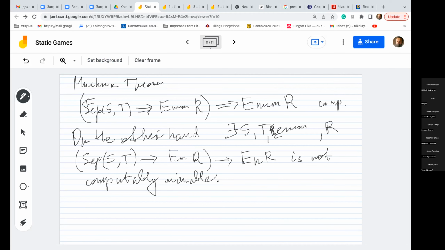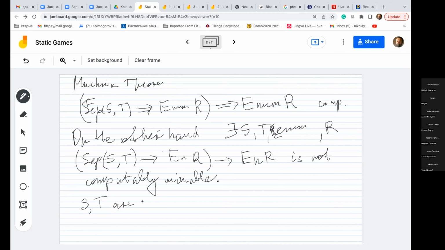Because to win this game means to enumerate R, assuming that the opponent wins this one. But looking at the opponent's moves when he wins this one, we are able to extract some useful information only in the case that we ourselves can win this one. So you want to say that this is trivial, because let's consider S and T that are not separable. Yes, S and T are not separable.